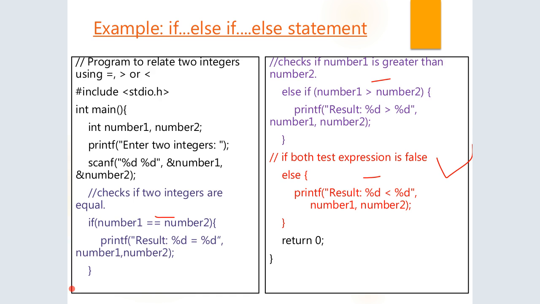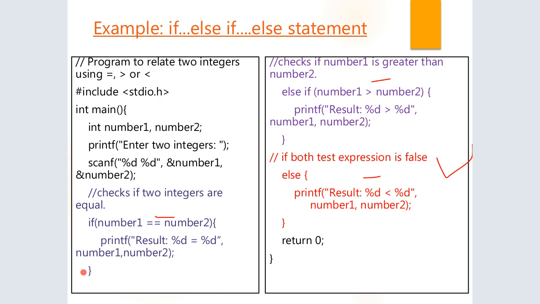So basically, we are checking the integers. We are saying, are the 2 integers equal? If they're equal, then display integer 1 is equals to integer 2. If they are not, then display results integer 1 is greater than integer 2.